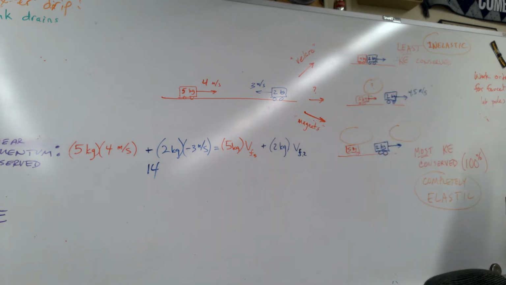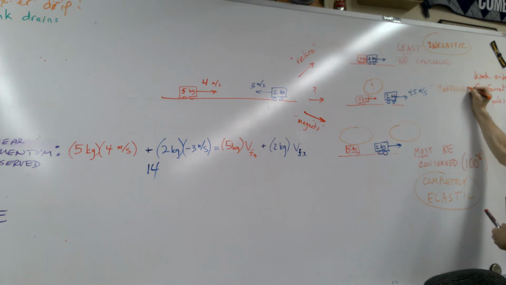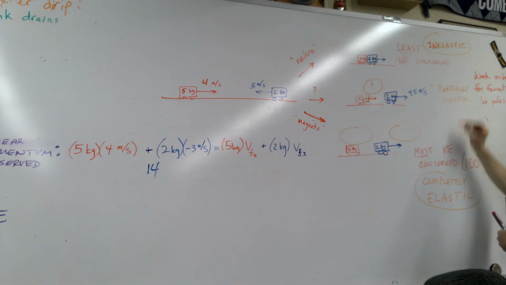But most real collisions don't have those. I mean, your cars, when they collide, they don't have Velcro, they don't have magnets in them. And so you get a little bit of crumpling, and so it would be categorized as partially elastic. Again, most collisions are that way.